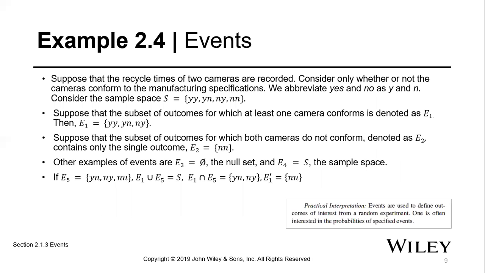So this is how we actually look at this. We're talking about cameras, recorded recycle times, and whether or not they meet specs. So we could use yes and no as Y and N. All of our possible sample space for 2 cameras is yes, yes, so both of them make it. Yes, no, the first one makes it, the second one doesn't. No, yes, the first one doesn't, the second one does. And no, no, both of them don't.